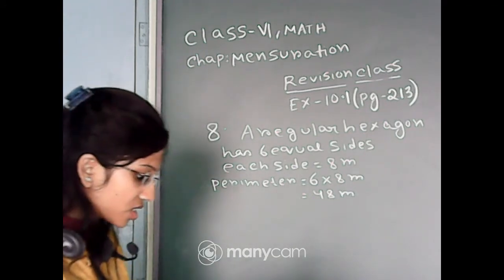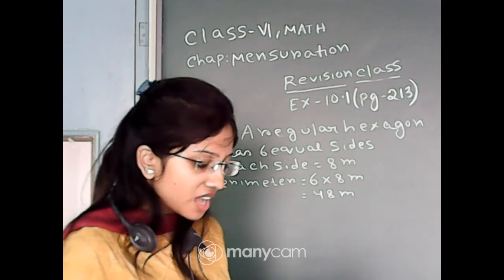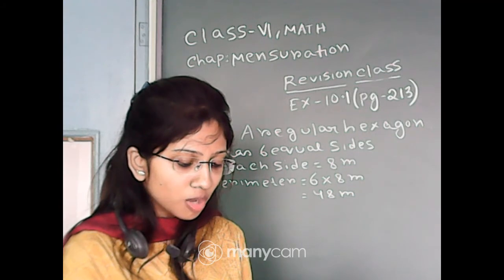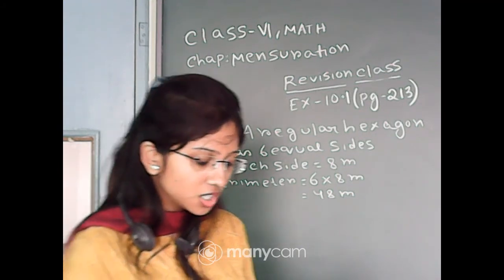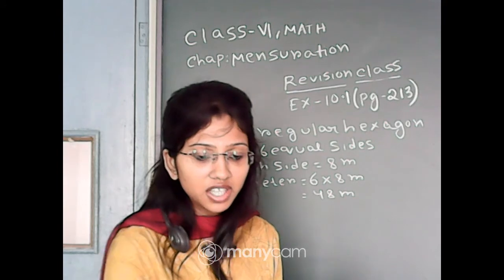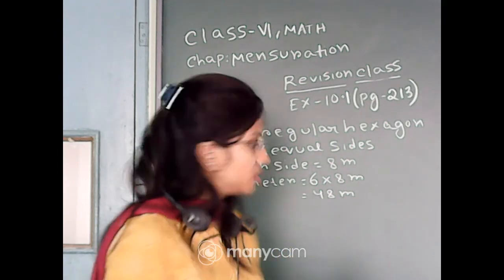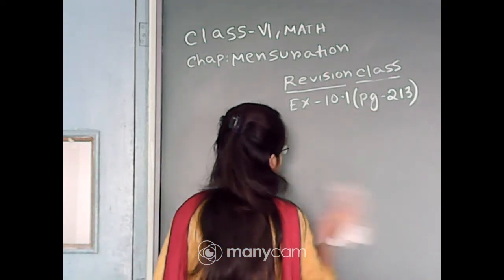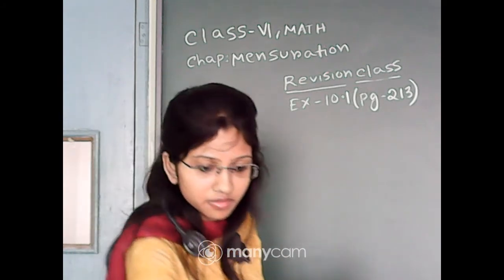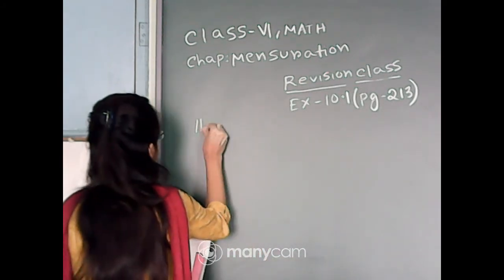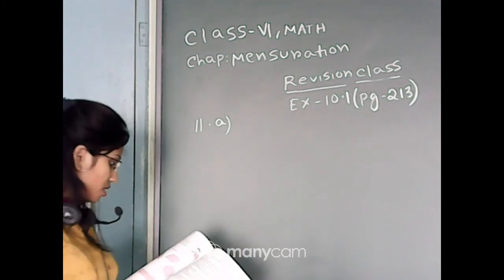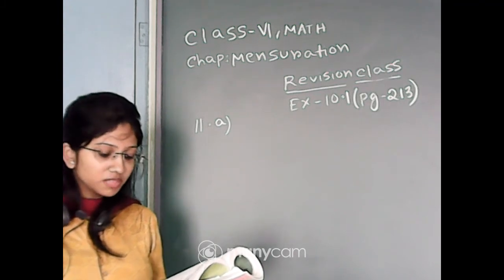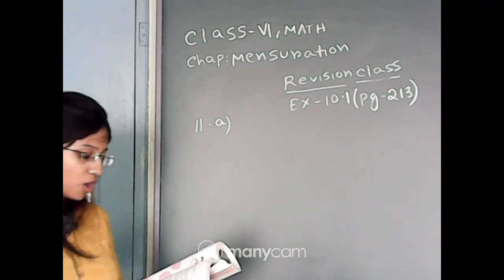Okay. Next, question number 11a. A piece of string is 30 cm long. What will be the length of each side if the string is used to form a square?